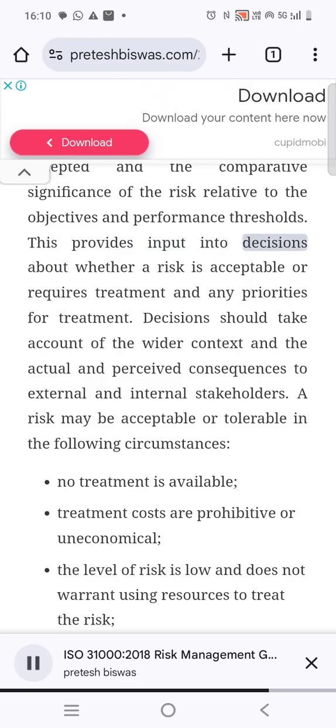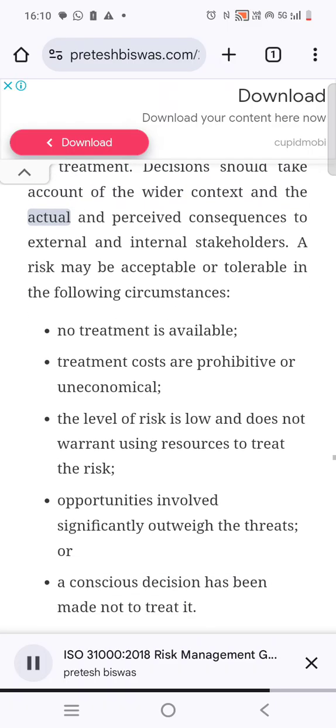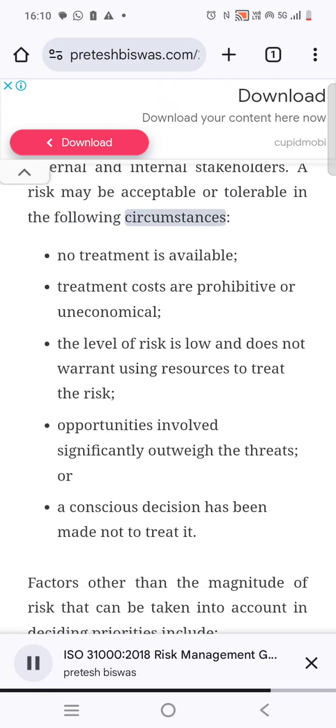This provides input into decisions about whether a risk is acceptable or requires treatment and any priorities for treatment. Decisions should take account of the wider context and the actual and perceived consequences to external and internal stakeholders. A risk may be acceptable or tolerable in the following circumstances.